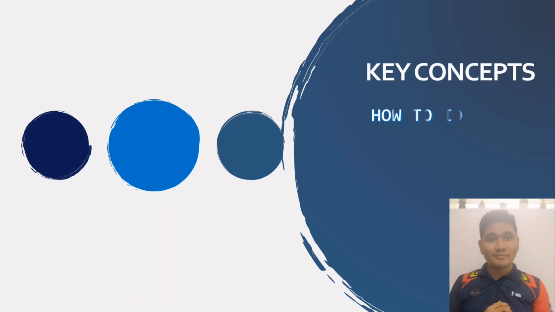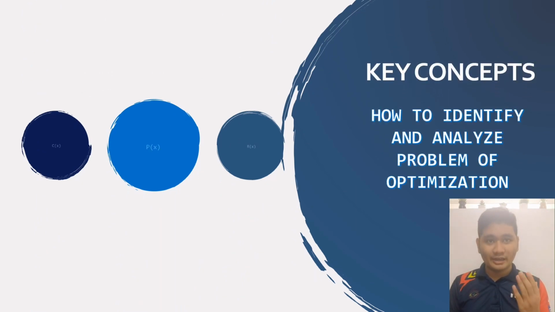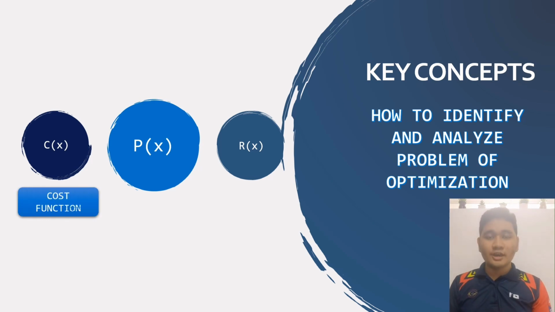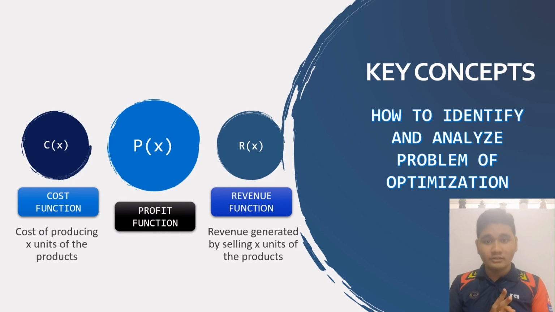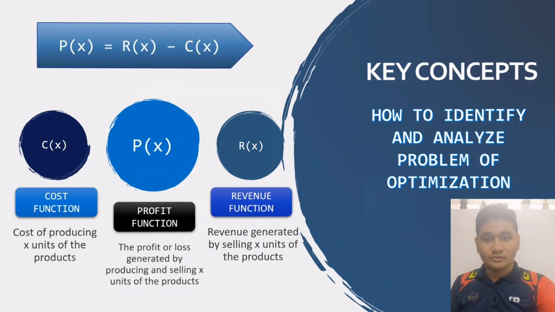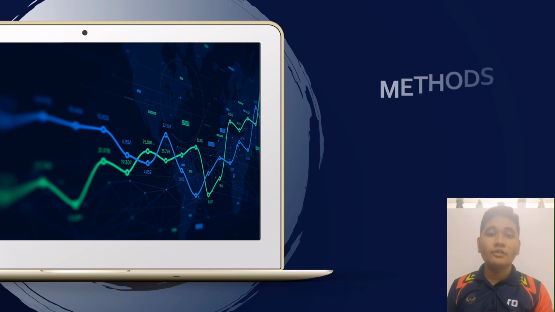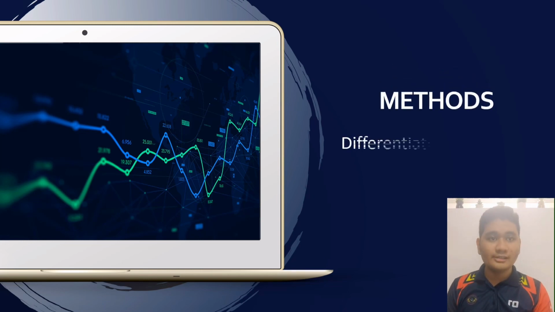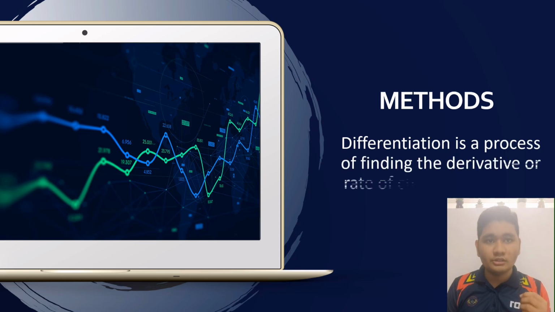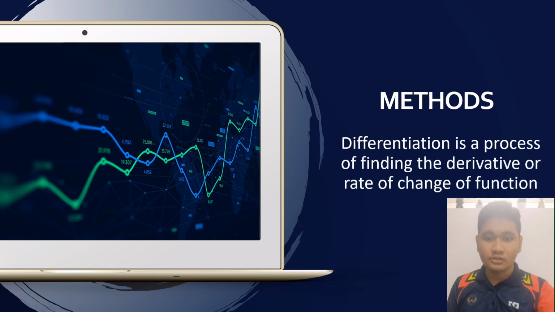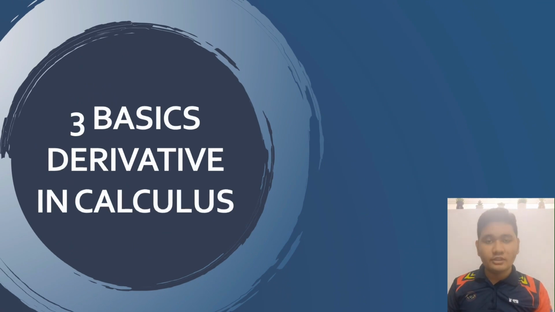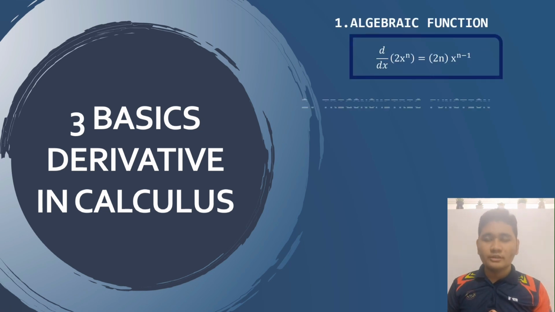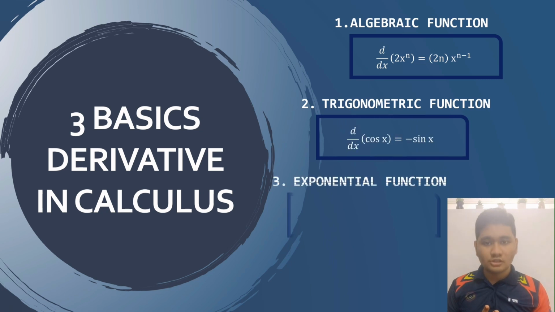For the key concept, there is how to identify and analyze problems of optimization. There are three functions, which are cost function, profit function, and revenue function. For the methods, differentiation is the process of finding the derivative or rate of change of a function. These are the three basic derivatives in calculus, which are algebraic function, trigonometric function, and exponential function.